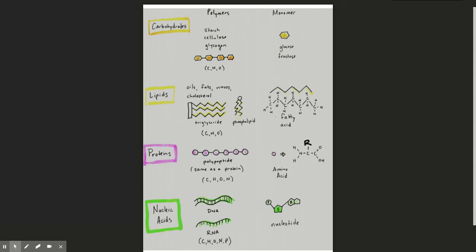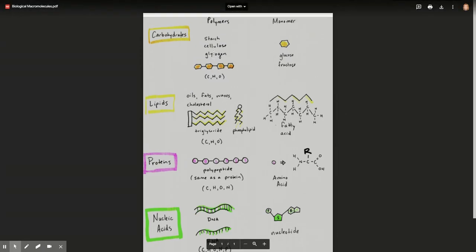Hello, ladies and gentlemen. Today we are reviewing this biological macromolecules chart. It's kind of like handwritten notes, and I'm going to take the time and go over everything. So here we go. In terms of biological macromolecules, we have carbohydrates, lipids, proteins, and nucleic acids.